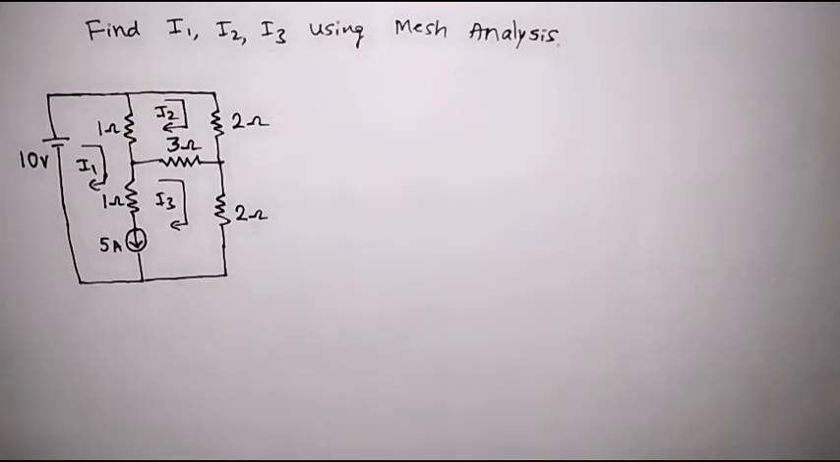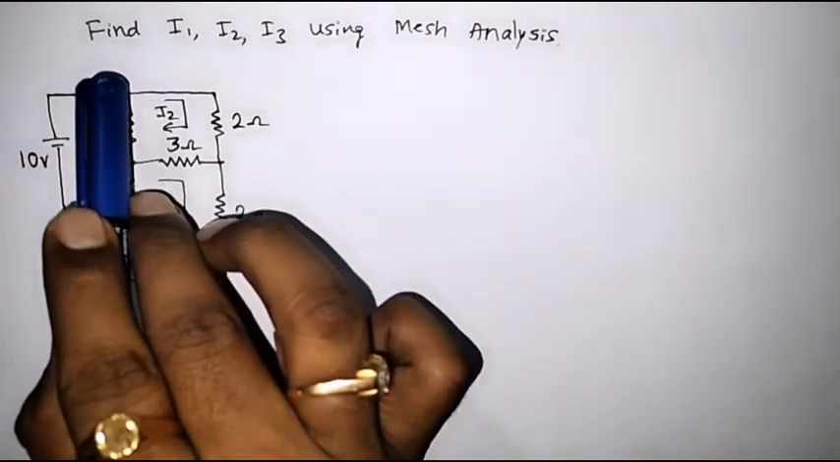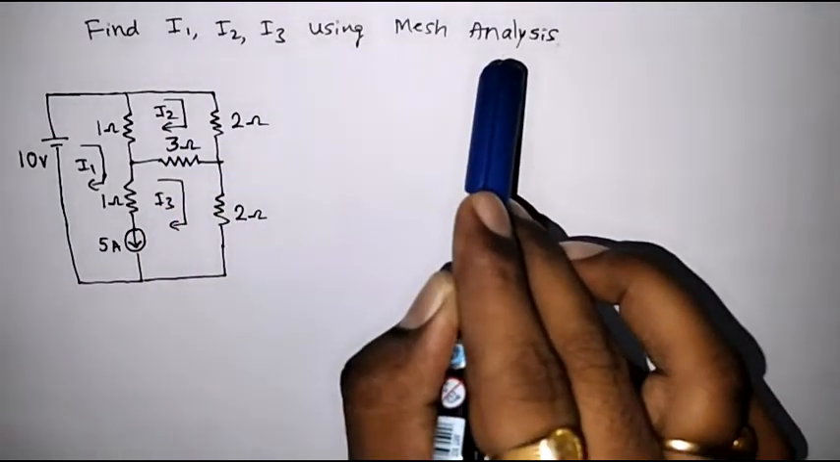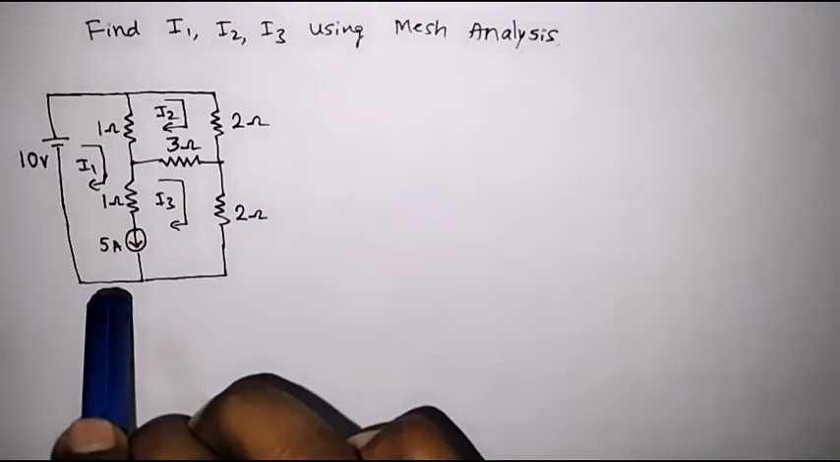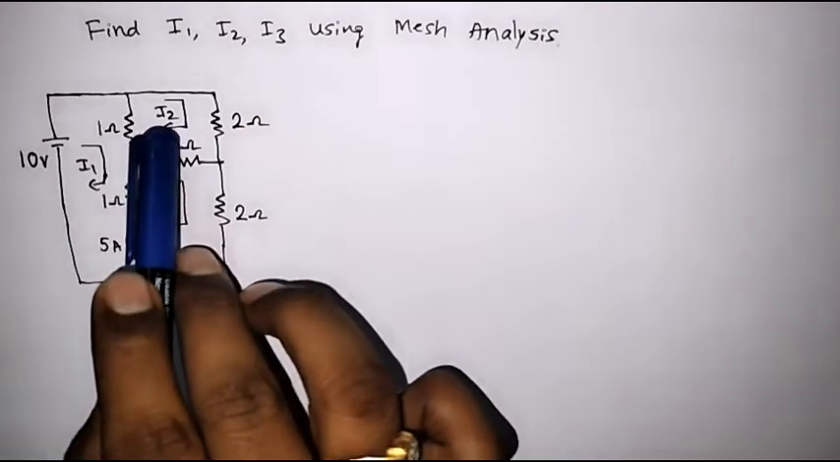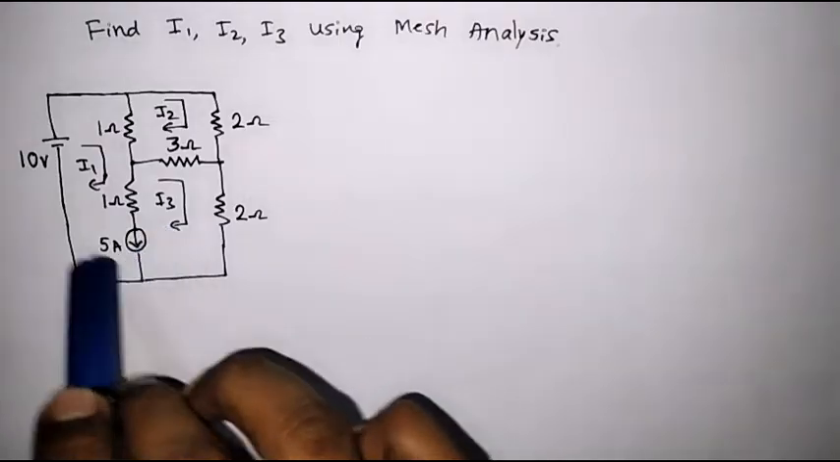Let's take one example on mesh analysis or loop analysis. Find I1, I2, I3 using mesh analysis. This is the given circuit. We are supposed to calculate I1, I2 and I3. Those are loop currents.